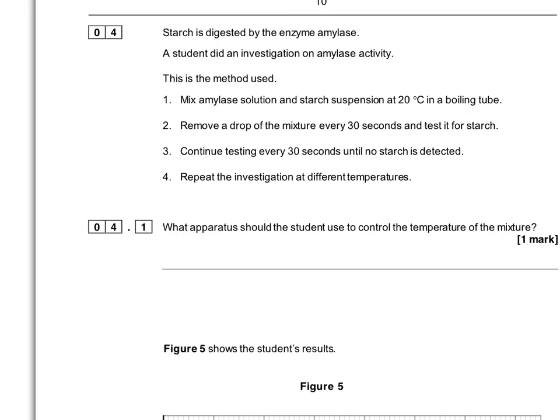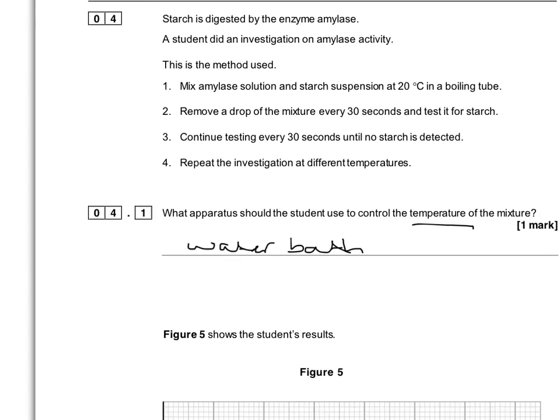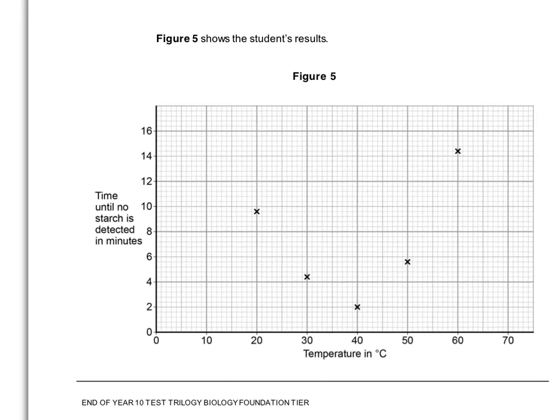Experiment, it's asking you what you're going to use to control the temperature of the mixture. Well, we control the temperature by using a water bath. You then have to draw a line of best fit on this graph. Remember, lines do not have to be straight. So on this graph, what you're looking for is a nice curve of best fit, something like that.